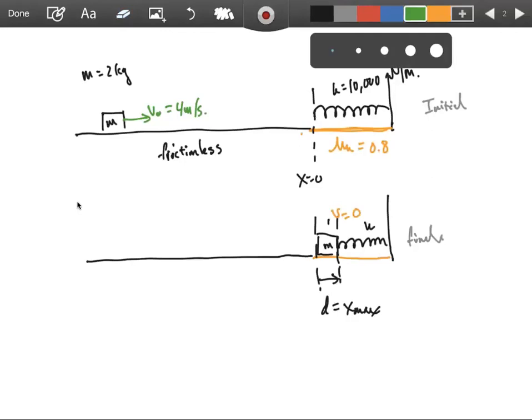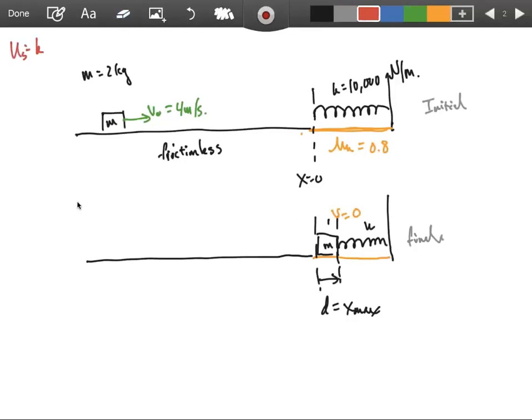Now, initially, this thing has, let me use a color I haven't used, that'll work, red. So initially, my spring is in its equilibrium position. Remember that spring potential energy is equal to 1/2 k times x squared, but x in this case is equal to the distance away from equilibrium.